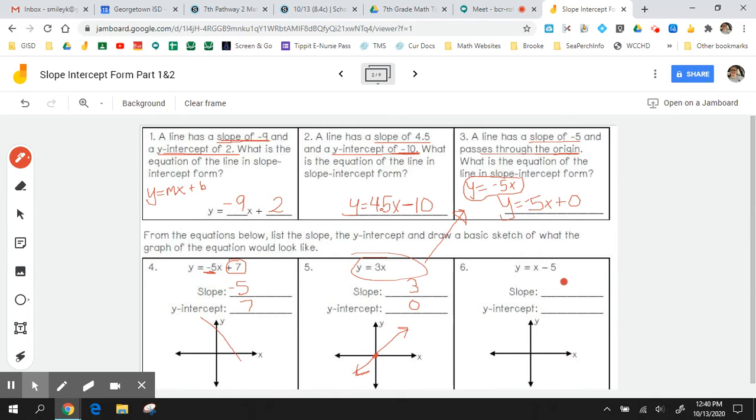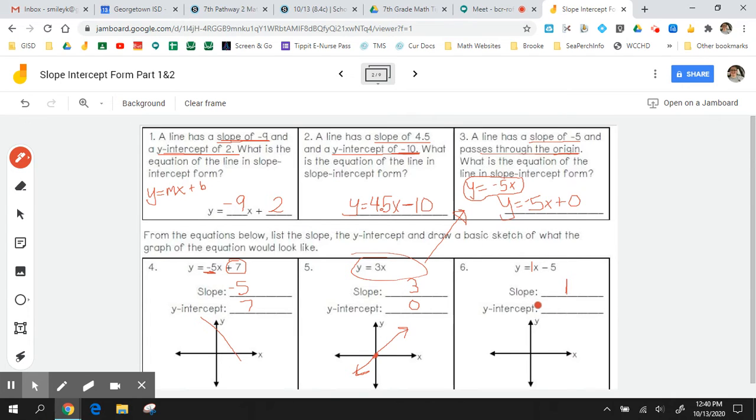Alrighty, so try number 6. Which one is your slope? And this is kind of tricky. You kind of have to remember back to if there's no number in front of x, what does it have in front of it? Okay. And you should have put a 1. If x doesn't have a number in front of it, remember it's understood that it is a 1 right there.